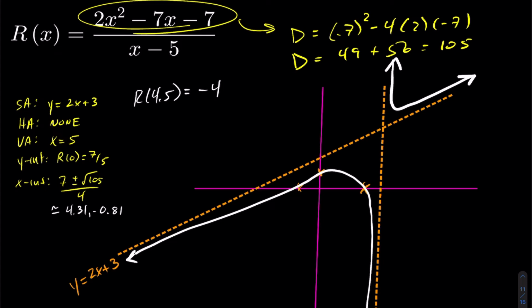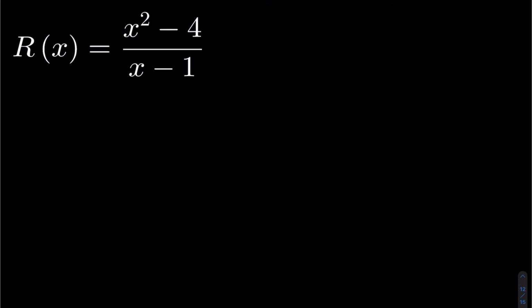Let's take a look at another example. In the next example here, we want to graph the following rational function. One thing you want to do when you get a rational function is to try to factor everything fully, just to make sure that there's no cancellation, anything like that. So if I factor this fully here, this will factor into x minus 2, x plus 2, divided by x minus 1. So this factors nicely.